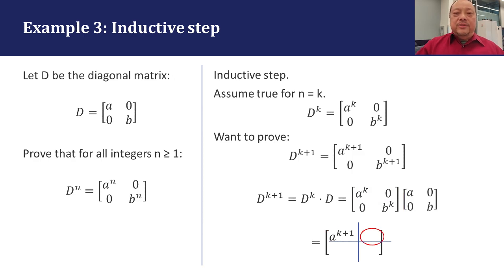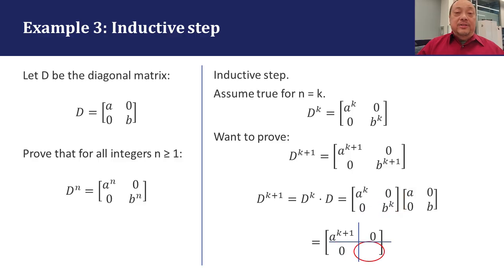Moving on to this position, position 1, 2, equals row 1 dot product with column 2. That's just 0 plus 0, so equals 0. Moving on to the next position, position 2, 1, equals row 2 dot product with column 1. That's just 0. 0 plus 0 equals 0.